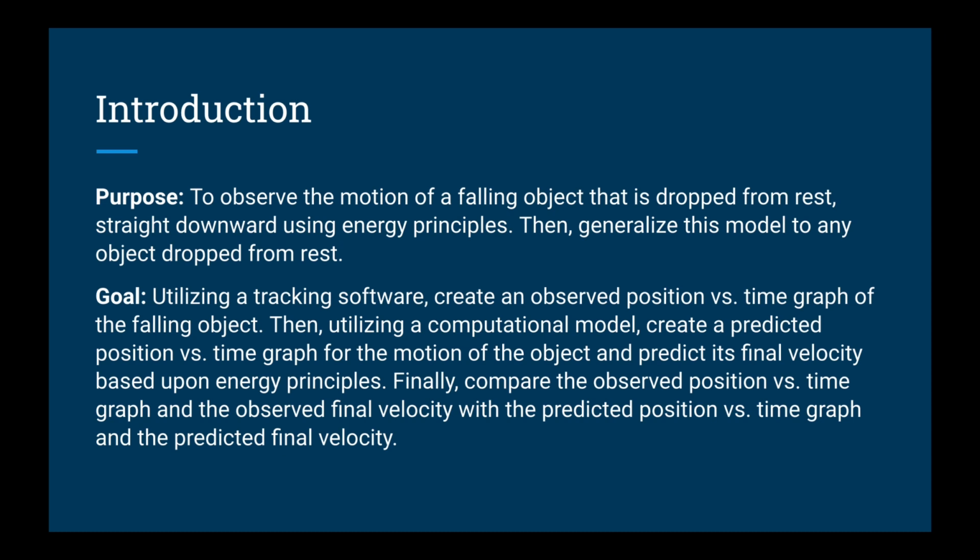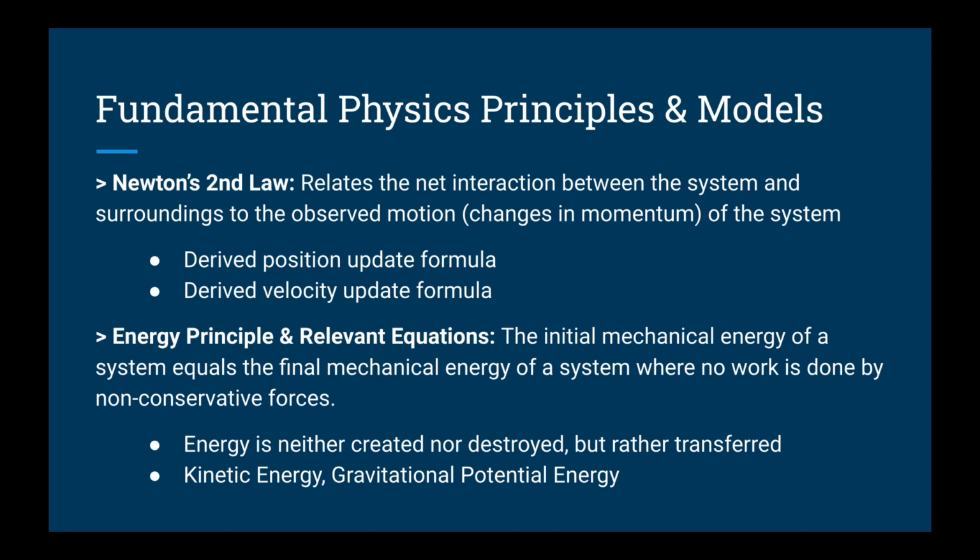Finally, we will compare the observed position versus time graph with the observed final velocity and the predicted position versus time graph with the predicted final velocity. Newton's second law relates the net interaction between the system and surroundings to the observed motion, or changes in momentum, of the system. From this, we can derive the position and velocity update formulas.